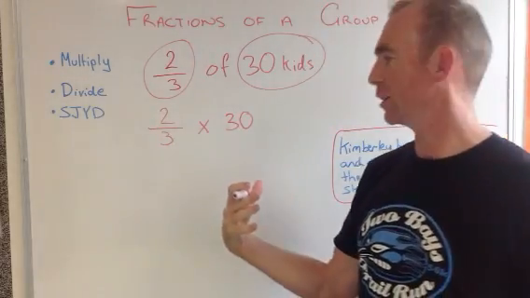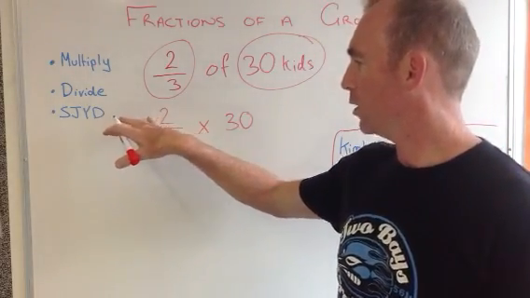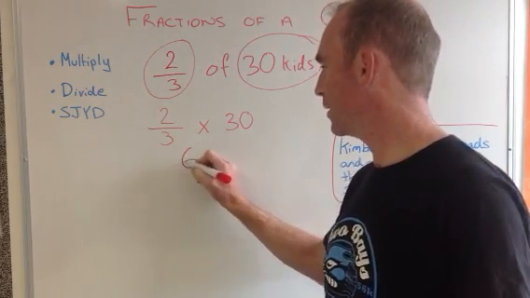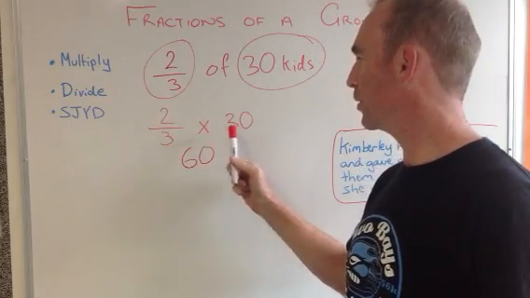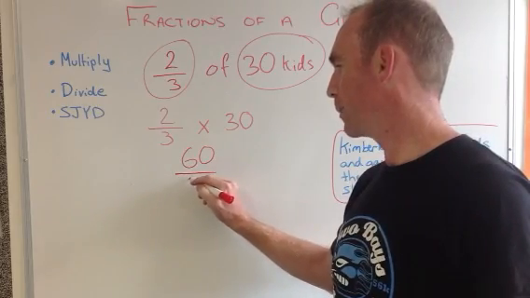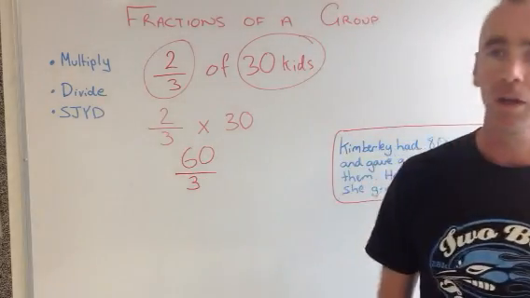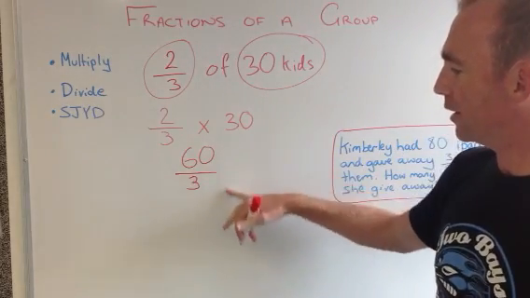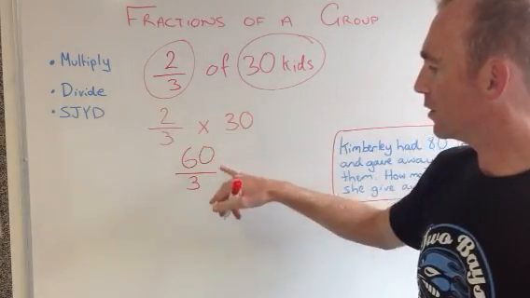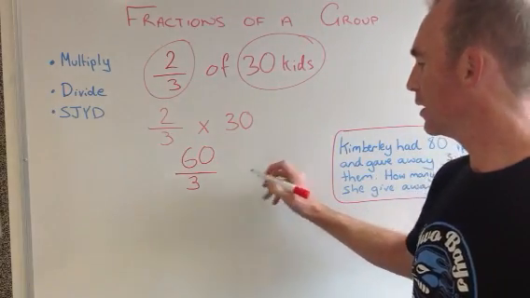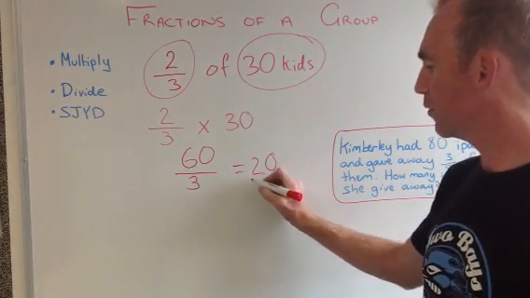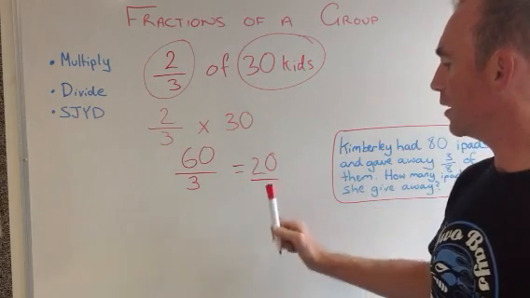When I'm multiplying that fraction by the group, I start with my numerator times the total. So 2 times 30 is 60. Okay, numerator times total. And then this denominator stays the same down here. Alright? So 2/3 times 30, I've then got 60 over 3. I then need to divide. I go 60 divided by 3. 60, how many 3's? Equals 20. And that is my final answer. 2/3 of 30 kids is 20 kids.